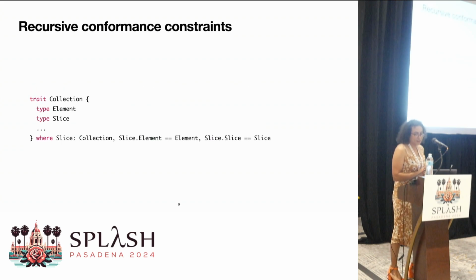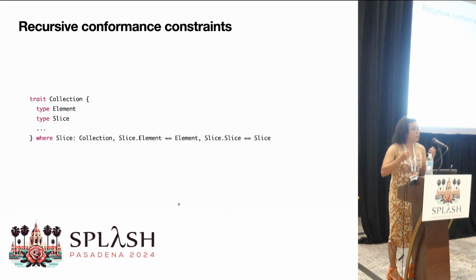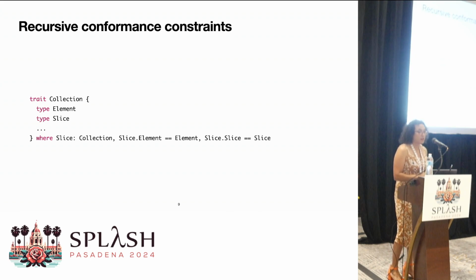Another interesting aspect of this system is we can define recursive conformance constraints. To illustrate, we can look at this trait, which defines the collection. This is actually extracted from the Hylo standard library, and it comes with two associated types. The first represents the elements of the collection, just as we've seen before with iterator, and the second represents slices of the collection. You can think about slices of an array, for instance.